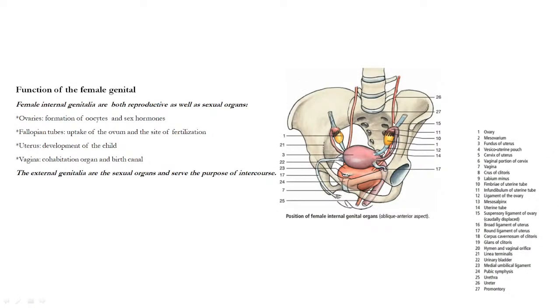Function of the female genitalia. The female internal genitalia are both reproductive as well as sexual organs. Ovaries: formation of oocytes and sex hormones. Fallopian tubes: uptake of the ovum and the site of fertilization. Uterus: development of the child. Vagina: cohabitation organ and birth canal. The external genitalia are the sexual organs and serve the purpose of intercourse.